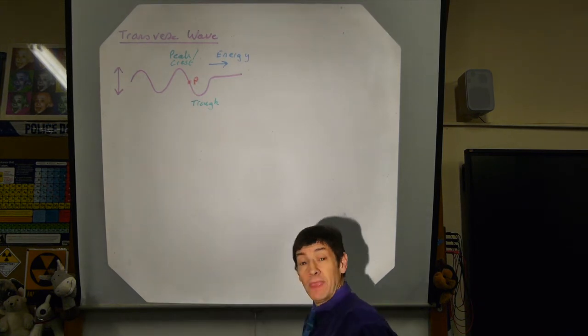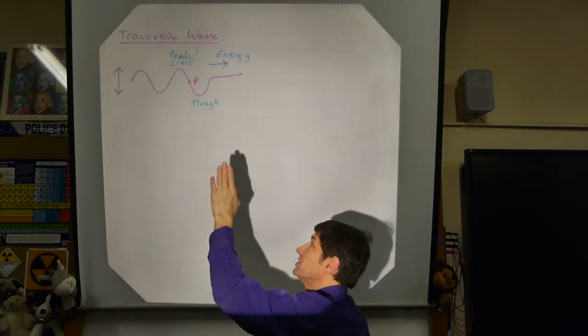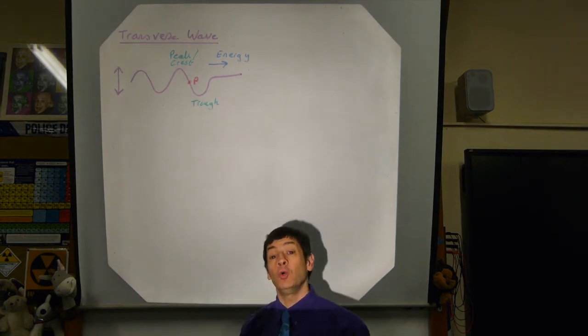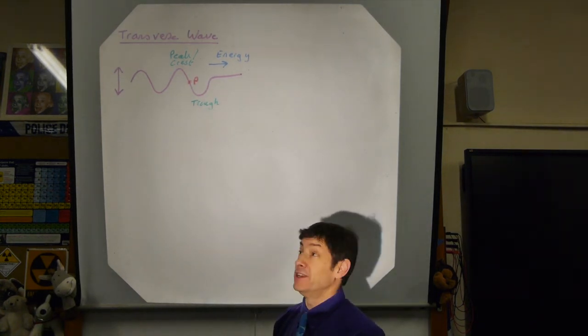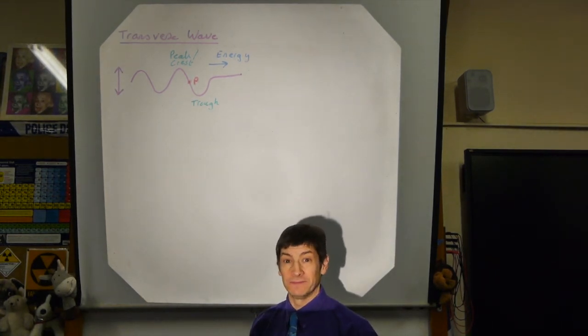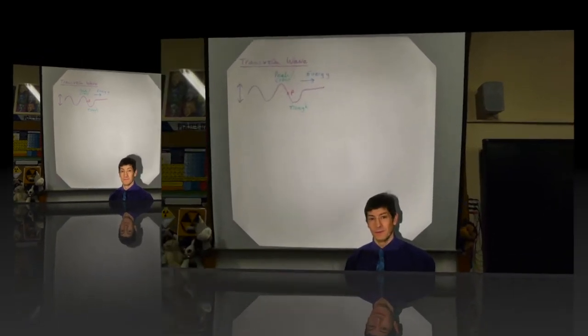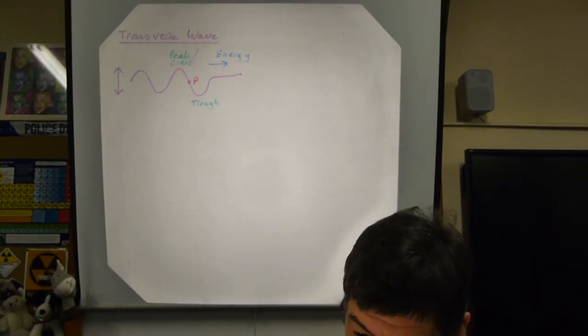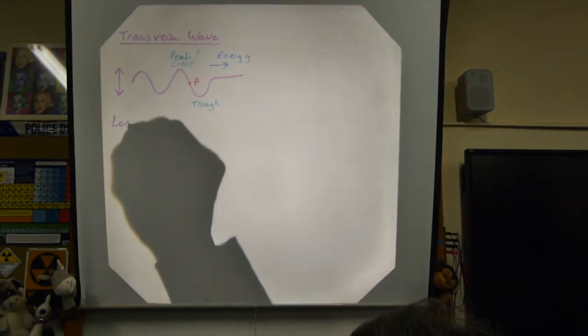So indeed, it's a transverse wave because the vibration or oscillation of each particle and the thing causing the wave is indeed at 90 degrees to the direction that the wave energy travels. So now let's look at longitudinal waves. So the longitudinal wave.